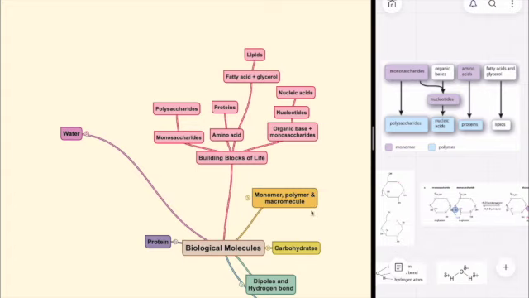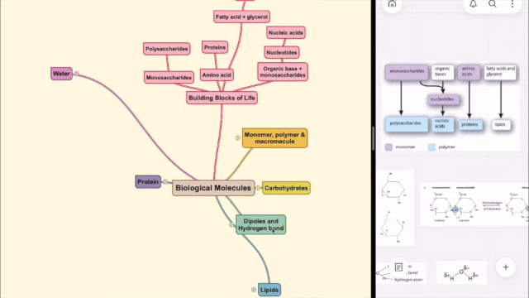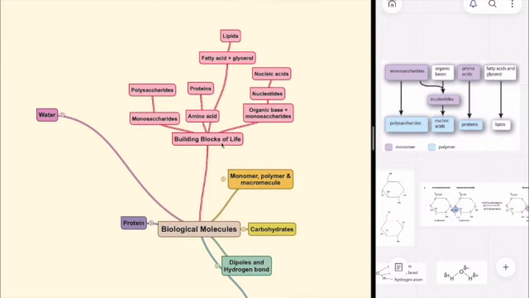Hello everyone, so today we're going to be talking about biological molecules. The key points that we're going to be discussing are the building blocks of life, monomers, polymers and macromolecules, carbohydrates, dipoles and hydrogen bonds, lipids, proteins, and water. We'll first start with the building blocks of life.